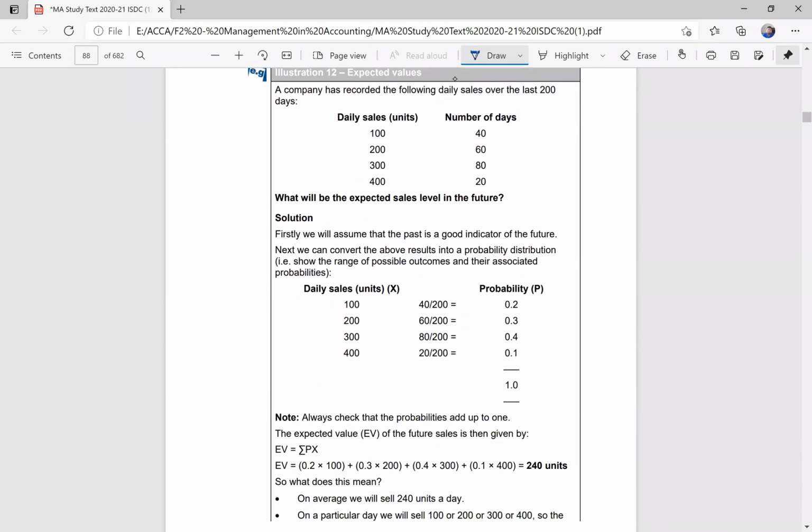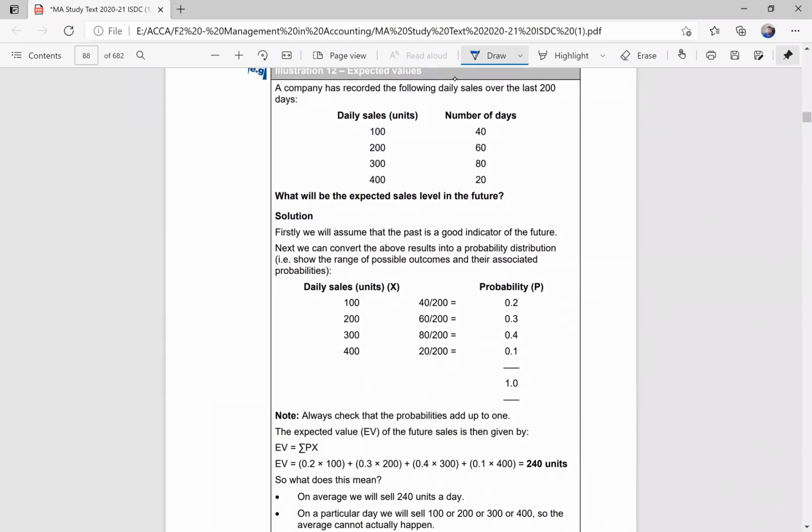It says that a company has recorded the following daily sales over the last 200 days. Daily sales are 100, 200, 300, 400. Number of days are given. What will be the expected sales value in the future? So first of all, compute the probability of them occurring. Out of the last 200 days, there were 40 days in which the daily sales units were 100, and there were 60 days where the daily sales units were 200, and then there were 80 days where it was 300 and 20 days where it was 400.